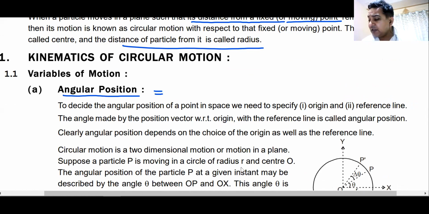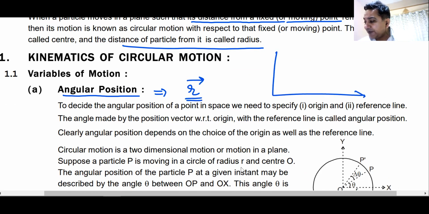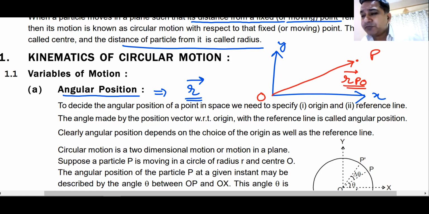Angular position is the analog of position vector. Do you remember position vector? This is your x-axis, this is your y-axis. If there is an object at some point here, point P, I can draw a vector from the origin to point P. This vector tells us the position of point P with respect to point O, and this is known as the position vector of the point P with respect to O. Okay. Now we had position vector in translational motion.